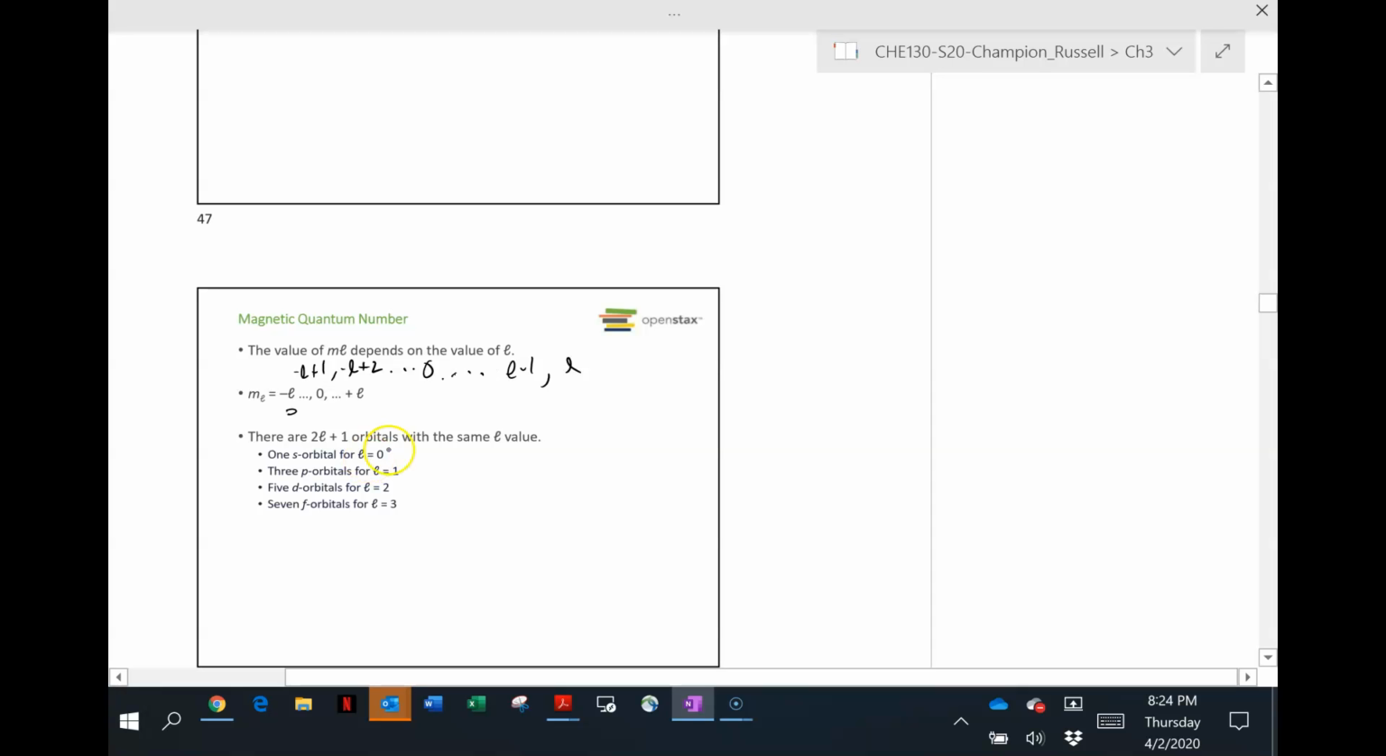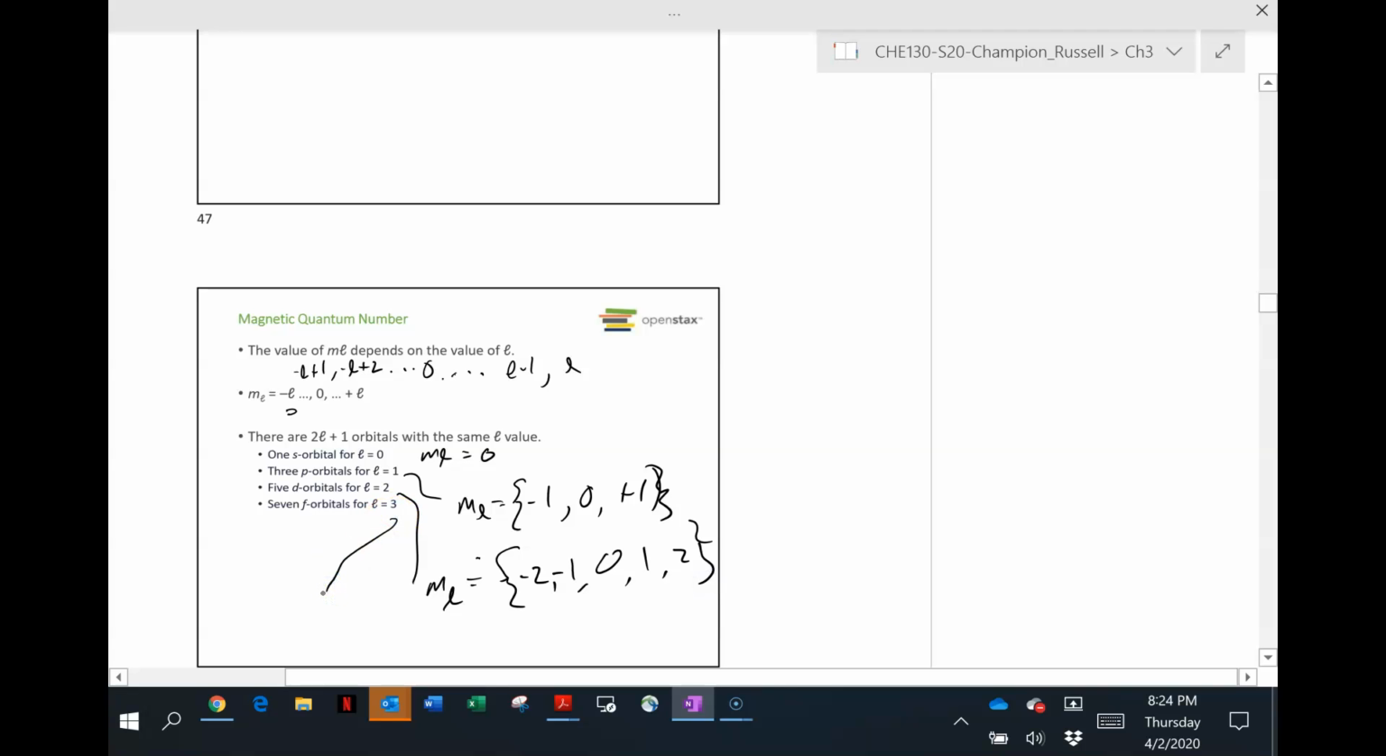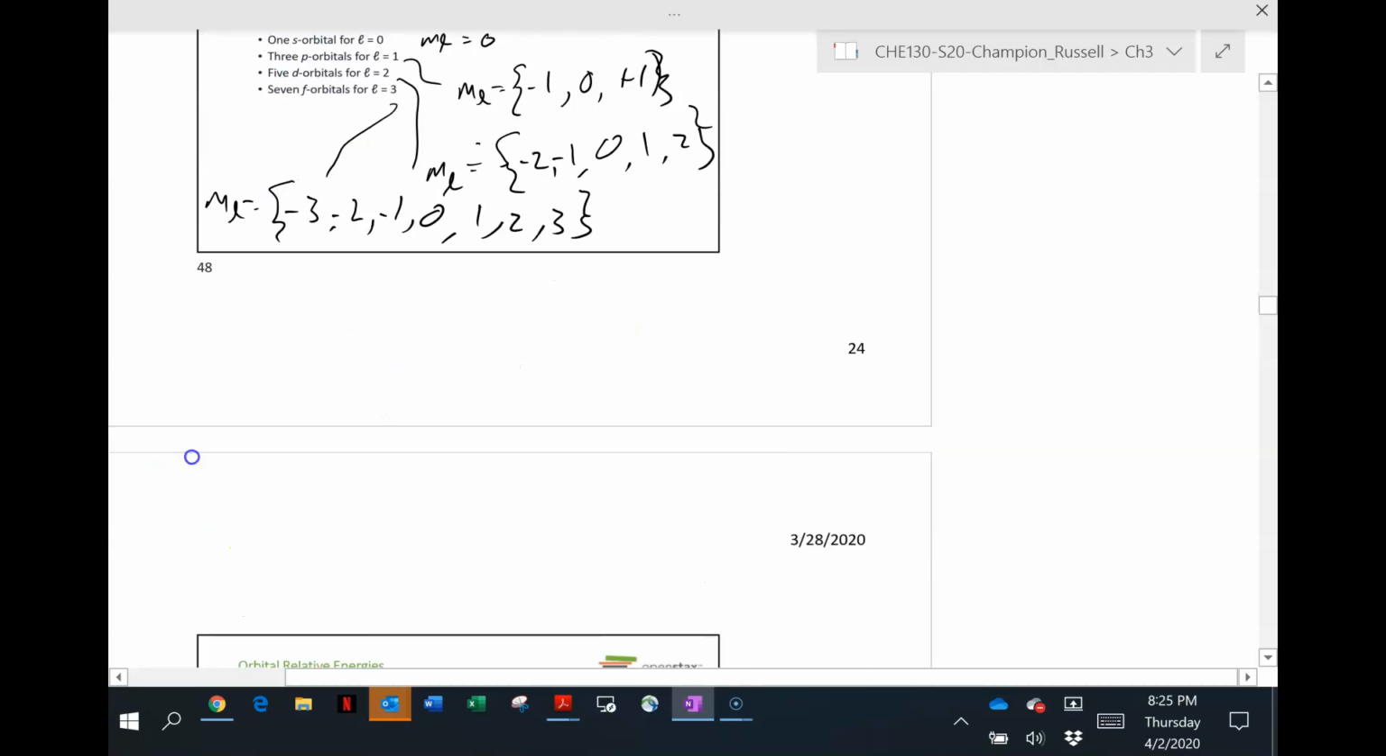If you have an s orbital, L is equal to 0, so m sub L can only be 0. If you have p orbitals, L is 1, so m sub L comes from the set minus 1, 0, plus 1. For our 5 d orbitals, L is 2, so m sub L can be negative 2, negative 1, 0, 1, 2. And for the f orbitals, L is 3, so m sub L can be negative 3, negative 2, negative 1, 0, 1, 2, 3. And that corresponds to the number of orbitals you have for that energy level.